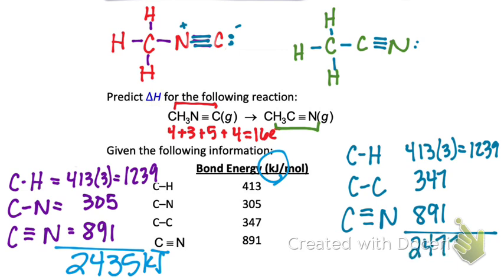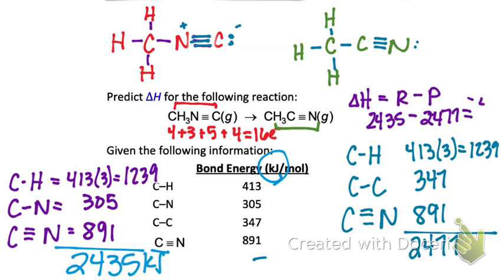2,400. 2,477. Now all we do is reactants minus products, and that's it. So my delta H is equal to reactants minus products. 2435 minus 2477. Negative 42, and my units would be kilojoules per mole. It's going to be negative.